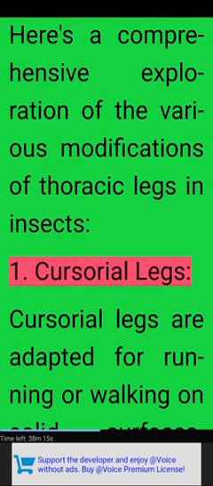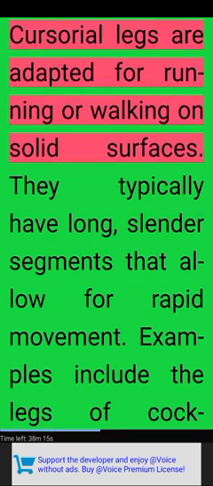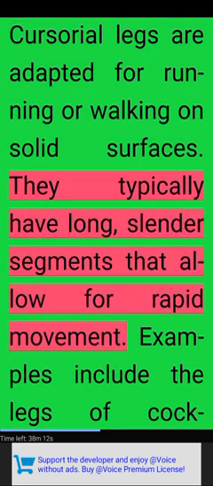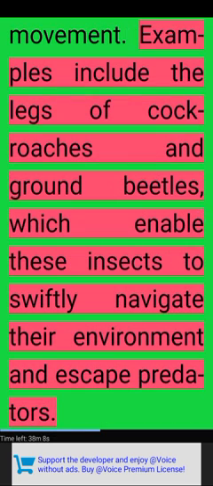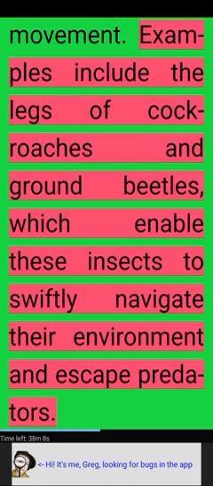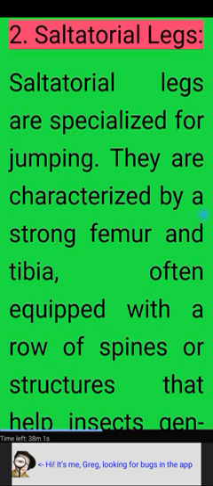1. Cursorial legs. Cursorial legs are adapted for running or walking on solid surfaces. They typically have long, slender segments that allow for rapid movement. Examples include the legs of cockroaches and ground beetles, which enable these insects to swiftly navigate their environment and escape predators. 2. Saltatorial legs. Saltatorial legs are specialized for jumping.